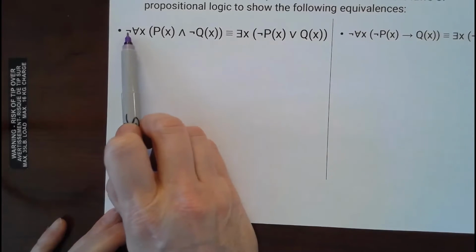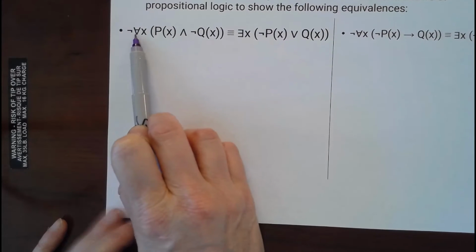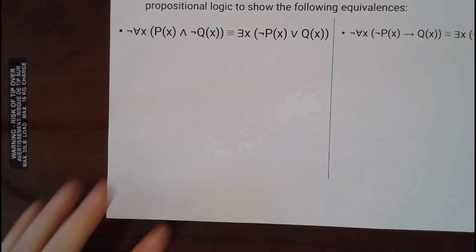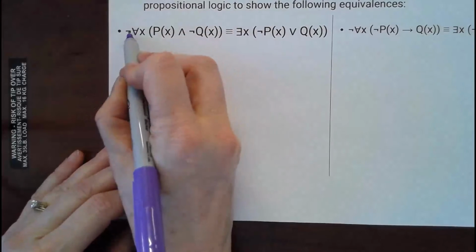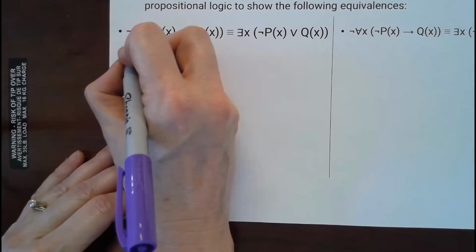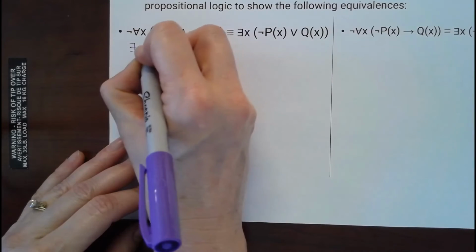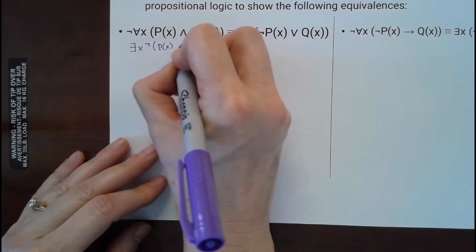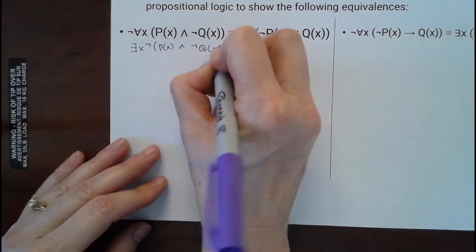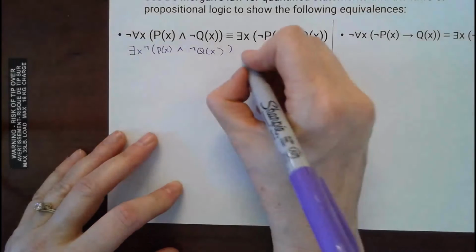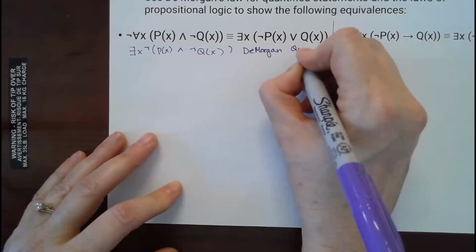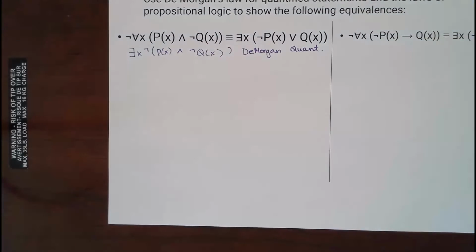Okay, so I'm just starting with this. I see that there's a negation in front of a quantifier, so the very first thing that I want to do is probably apply De Morgan's law for quantified statements. So I'm going to move the negation inside, and that's going to become there exists x, and I'm going to put a not in front of the whole thing in parentheses. And so this would be De Morgan's law for quantified statements. I'll just abbreviate it.